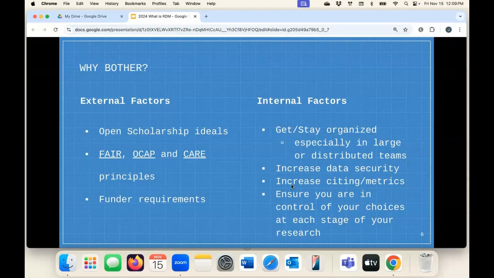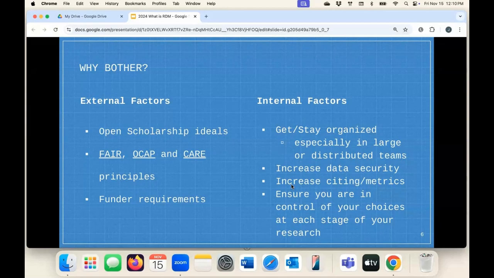So it really helps to get and stay organized with your research teams, especially if you're working with a large or distributed team. If you have people from all over Canada, all over the world, it's just a little easier if we have a document that we can all look at, right? It helps to increase your data security. Big conversation in Canada in the last couple of years about data security, especially as we're moving more and more to digital-only content.